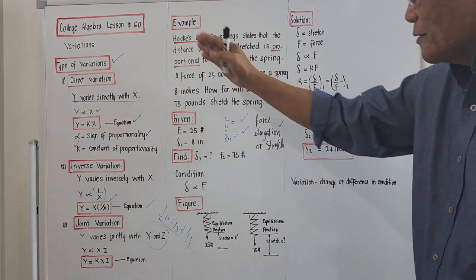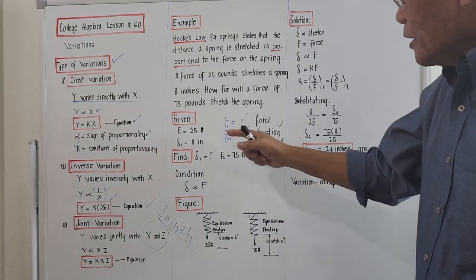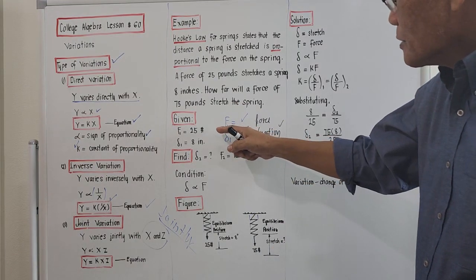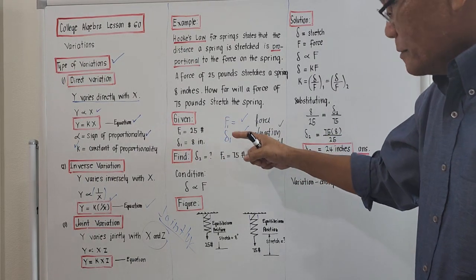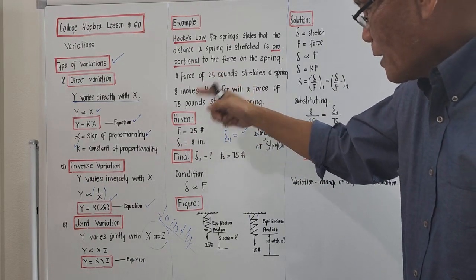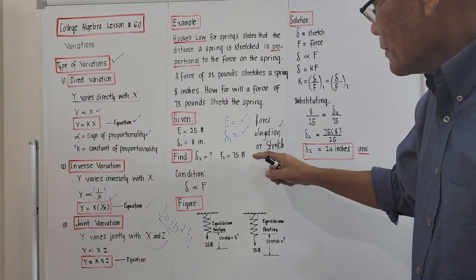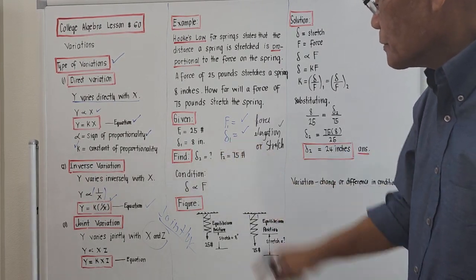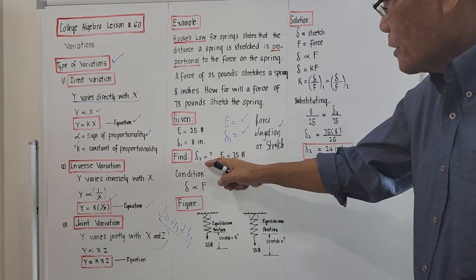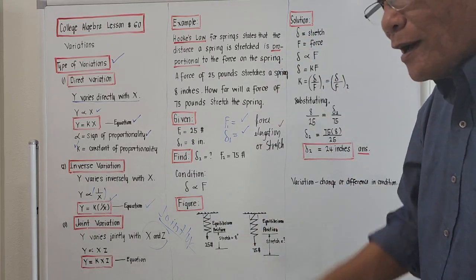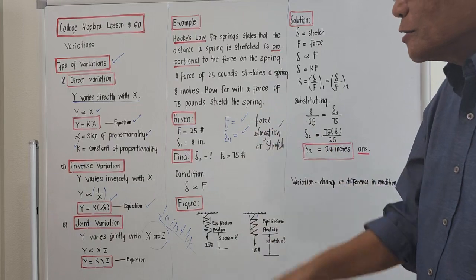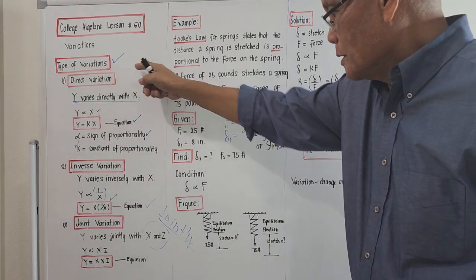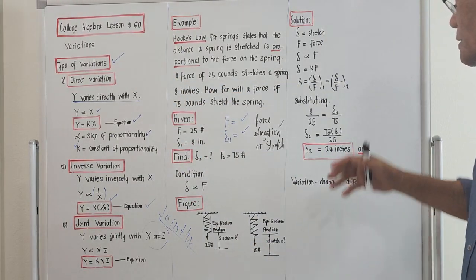Since the problem is under direct variation, and we brought out the condition values, F1 is 25 and elongation number 1 is 8 inches. For the requirement of the problem, if the applied force is 75 pounds, what will be elongation number 2? To solve for it, we must bring out a concept to formulate the equation needed, and this falls under direct variation.